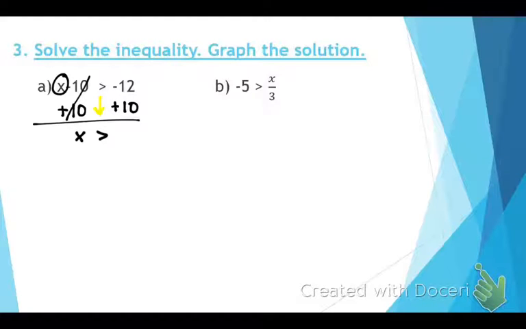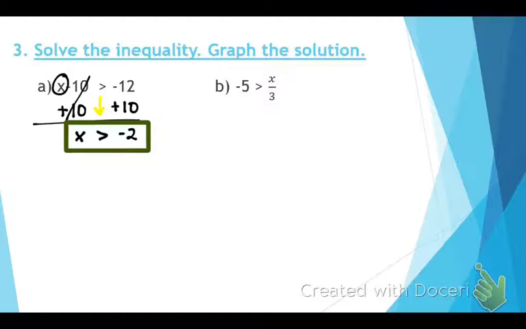Negative 2. Okay, so you think about our signs. These were different signs, so we have to subtract and take the sign of the larger number. All right, so that is our answer right there, and it has asked us to graph it. Who would like to come to the board to graph it for me, please?